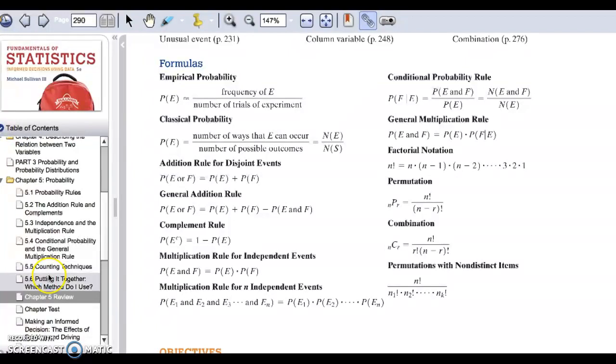Then 5.6 is essentially a summary section. So there's no new rules. It summarizes the previous 5 sections. So be aware as you're reading through your book and looking at those embedded videos, we aren't covering 5.5, so there's parts of 5.6 that you should ignore. You really should focus on the summary for 5.1, 5.2, 5.3, and 5.4.